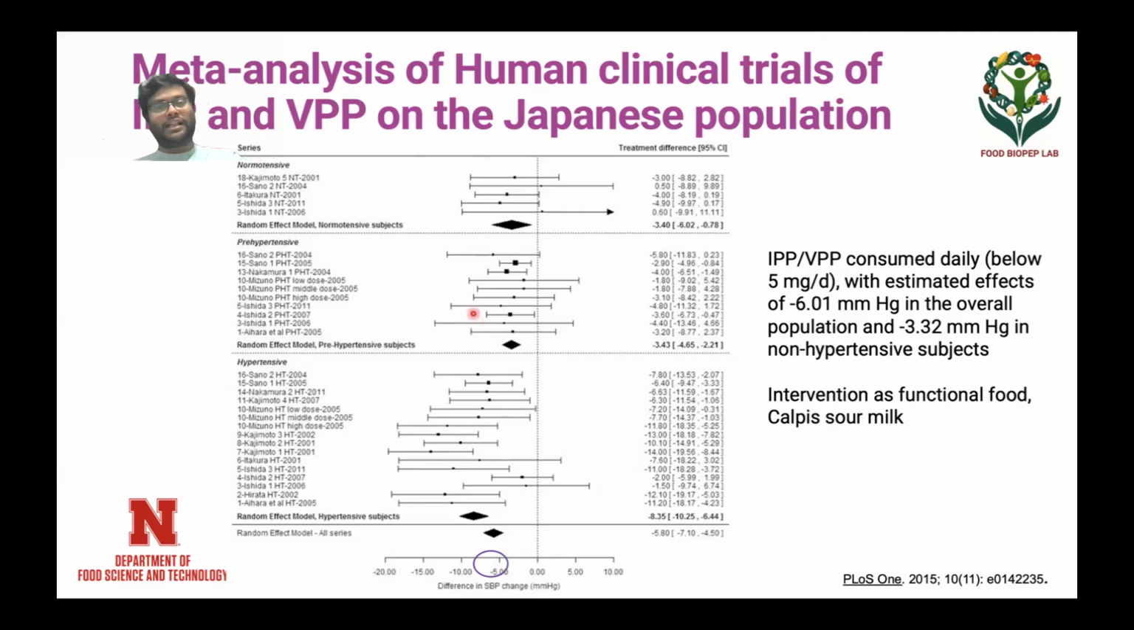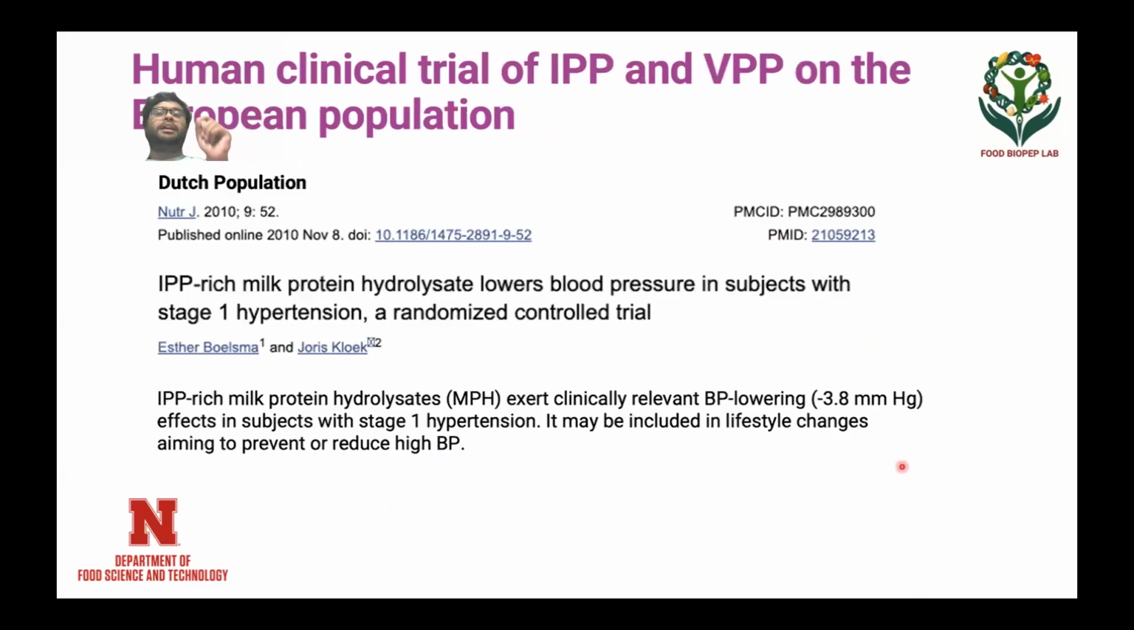Now, in these human clinical trials, they primarily consumed 5 milligrams of these peptides per day, which reduced the blood pressure by roughly 6 millimeters of mercury. That's what you get if you summarize all the meta-analyses for these two peptides. When these peptides were trialed on a European population, the Dutch population, the IPP-rich milk protein hydrolysate, not a fermented milk, reduced the BP by 3.8 millimeters of mercury. So it's a little less effect than what people observed in the Japanese studies.